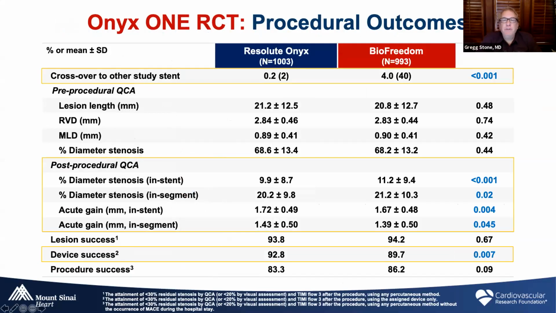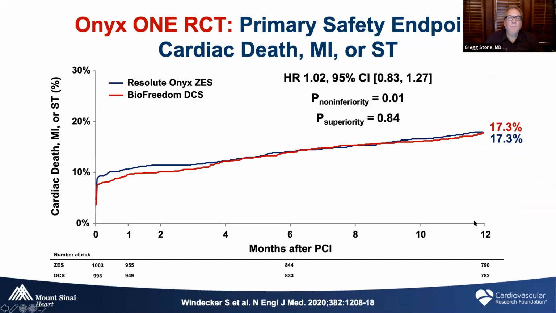So if you first look at procedural outcomes, again, just using highly deliverable contemporary stents, there were fewer crossovers required to the other study stent, 0.2% versus 4% with Resolute Onyx. The QCA parameters were initially better with the Onyx device, and so device success was better with Onyx compared to BioFreedom in this relatively unselected patient population. The primary safety endpoint was cardiac death, MI, or stent thrombosis, and this was powered for non-inferiority. And you can see the event rates were very similar. Cardiac death, MI, or stent thrombosis, 17% at 1 year with both devices.